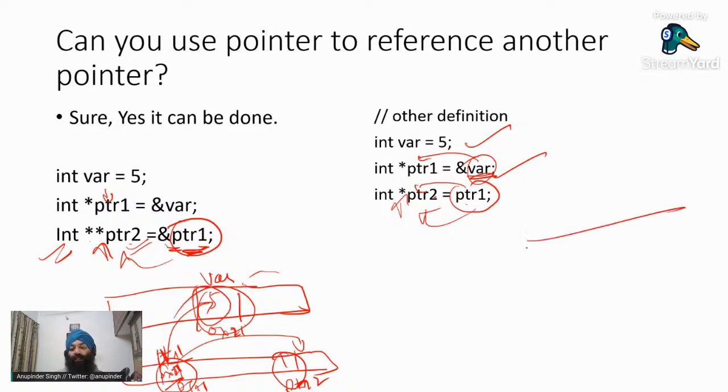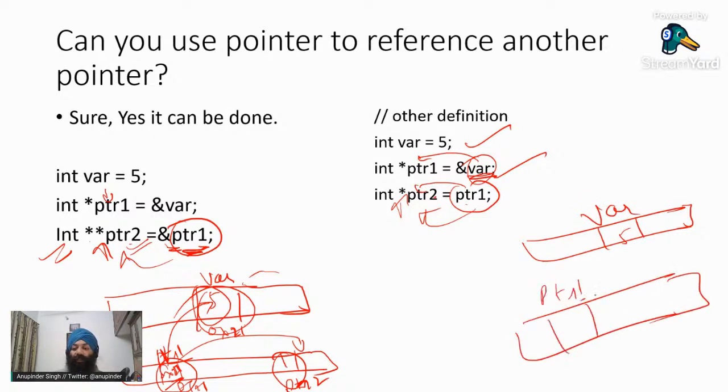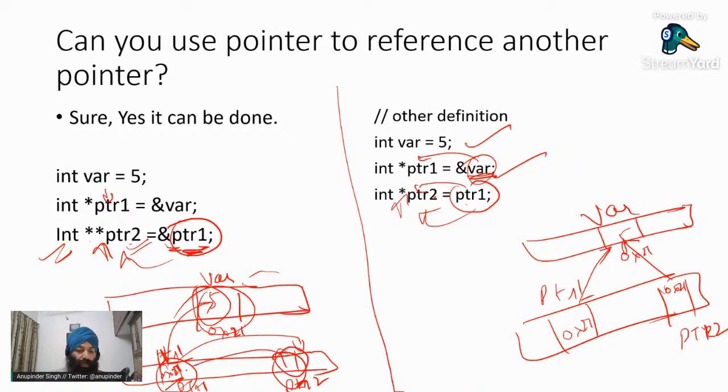Whereas in this other case, the var has been given a value 5, and ptr1 is going to contain the memory address 0x21, and ptr2 is going to have 0x21 itself. So it is also going to refer to this particular variable, and this is also going to refer to this variable, right? So this is the basic difference between these two examples, that here a pointer is going to first refer to another pointer, and then that pointer is going to take you to the actual location where the value has been stored.